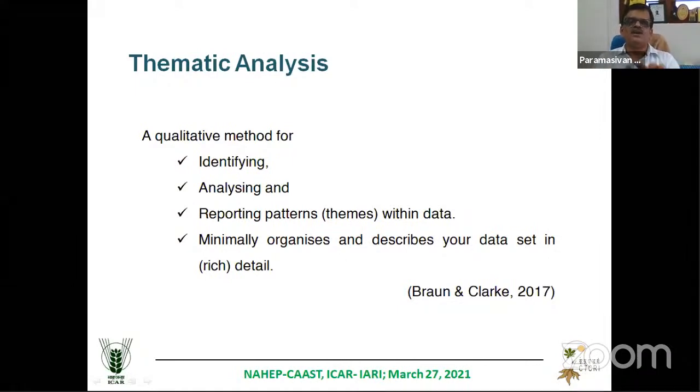Then you identify some of the themes based on the questions asked. So it is basically a way of integrating similar things together, whether the words or the meanings, so that you identify the hidden pattern in your data. Then, based on the hidden pattern, you identify the major reason why that person has gone for a particular behavior. So this is the crux of thematic analysis.